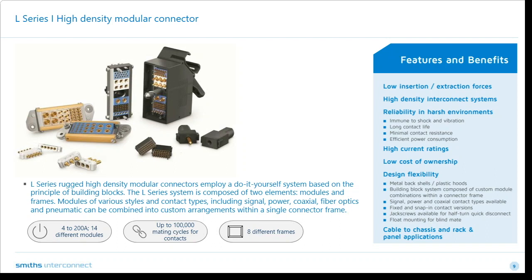If you look at the key features and benefits, because this connector is using the hyperboloid technology, as I mentioned in my previous slide, it brings with it the feature and benefit of low insertion and extraction force. And again, I run the risk of repeating myself here. Why is this important? Because when you've got so many different contacts and pins trying to mate, you invariably create some additional or unintended force in this mating process, which ideally is not what you want.